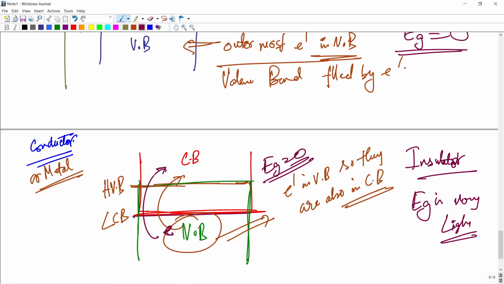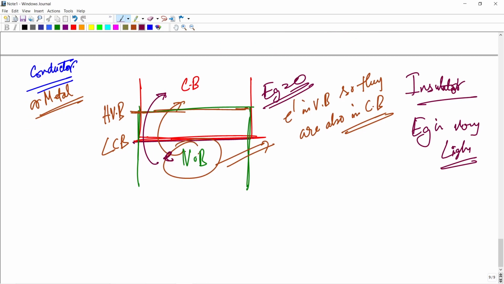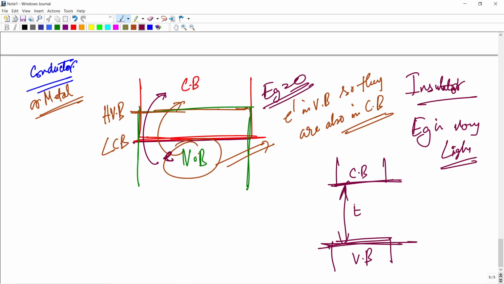In the case of an insulator, an electron jumping from the valence band to the conduction band is a little bit difficult. That's why you do not get current in an insulator. An insulator is a very bad conductor of electricity, because between the lowest part of the conduction band and the highest part of the valence band, the Eg is very high. So that's a basic idea, and later we discuss it further.